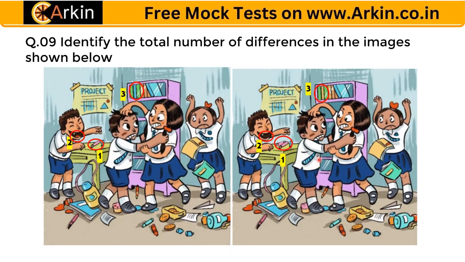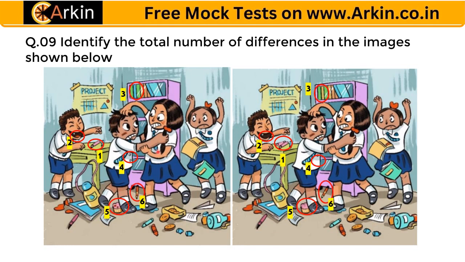Then there is a button missing here, fourth difference. Then there is a difference in the cupcake also, there are cherries here and not here, so fifth difference. Then this pen, the orientation of this pen is different, so sixth one.